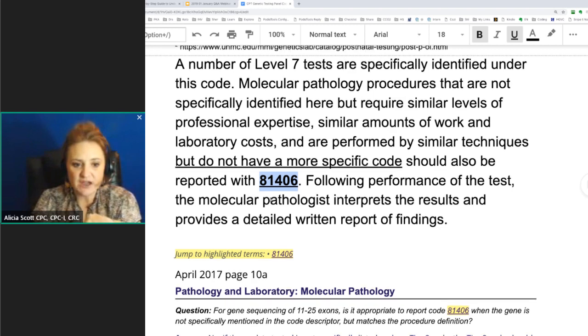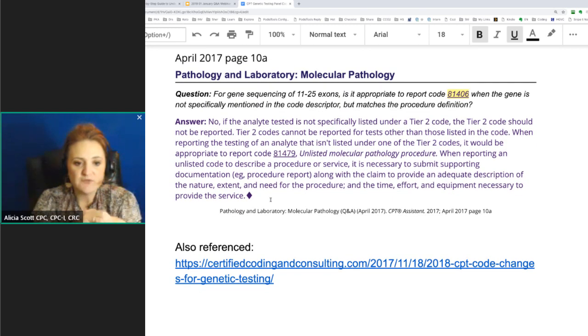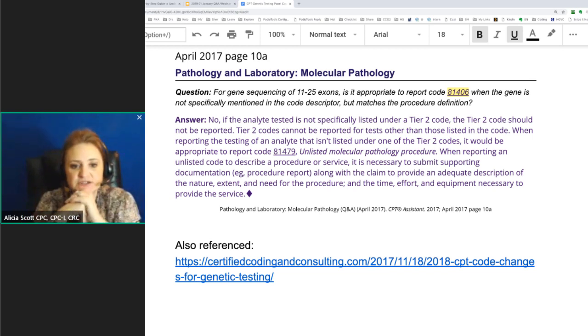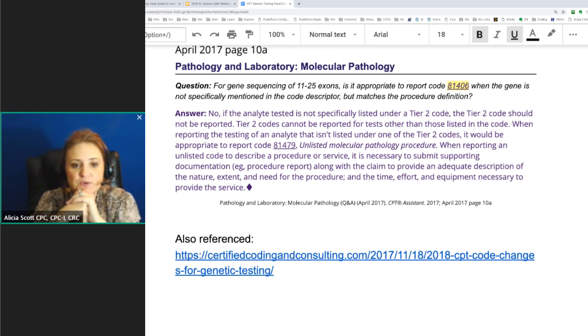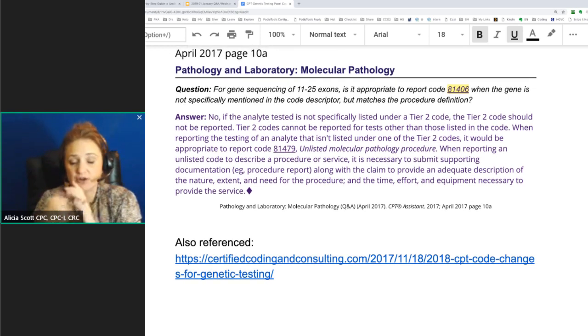And then I did find this in Find-A-Code under 81406 for April 2017, pathology and laboratory molecular pathology. And you notice she did say how many exons were involved for gene sequencing, between 11 and 25 exons. And I think she was dealing with 23. Is it appropriate to report the 81406 when the gene is not specifically mentioned in the code descriptor, but matches the procedure's definition? Can we do that? And then there's the answer. It says, no, you can't do that. So the code that they were using in 07 wasn't listed, but it was listed in 06, 81406.